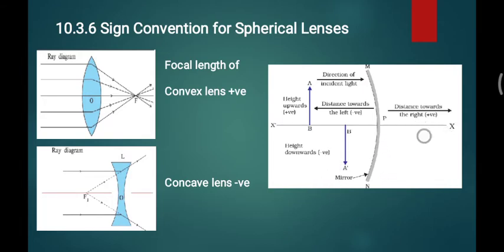Accordingly, this is positive ray, positive line, negative line, negative line. So whatever measurement you make downward is negative, and whatever measurement you make upward is positive. The right-hand side of the optical center is positive, the left-hand side of the optical center is negative. So this is all we need to know about the sign conversion.